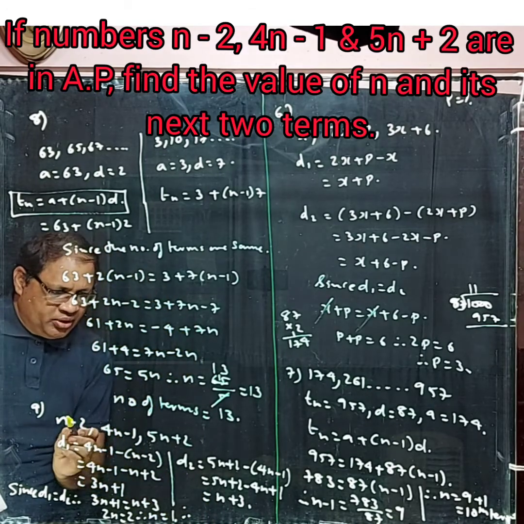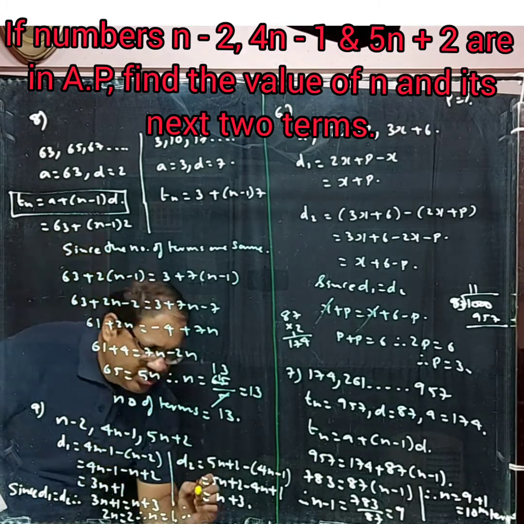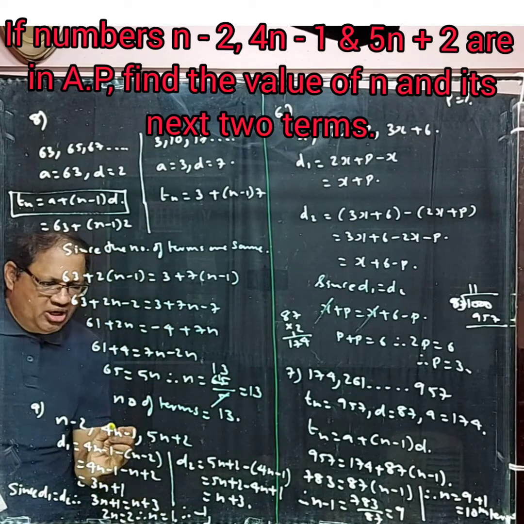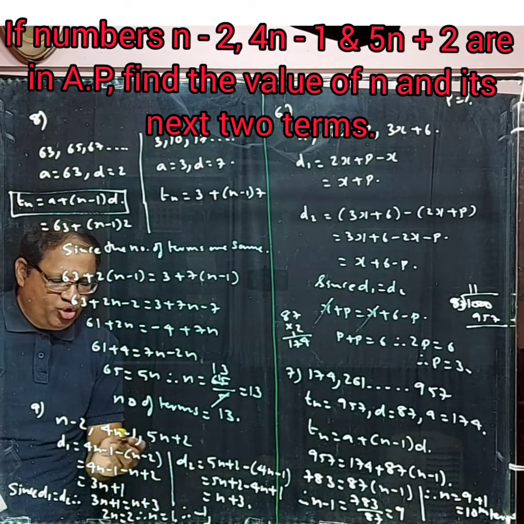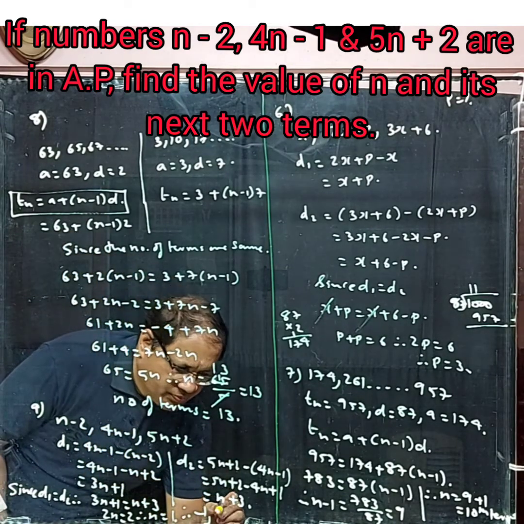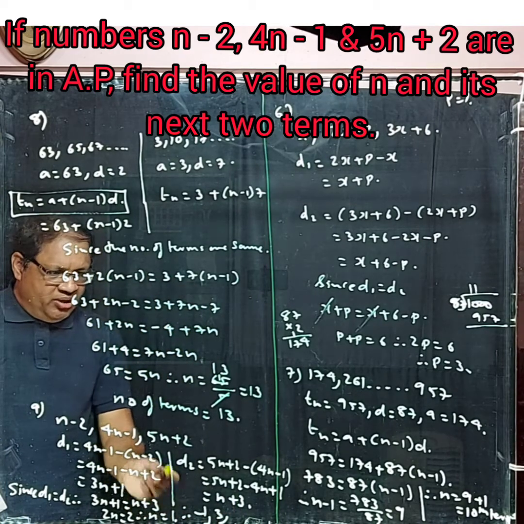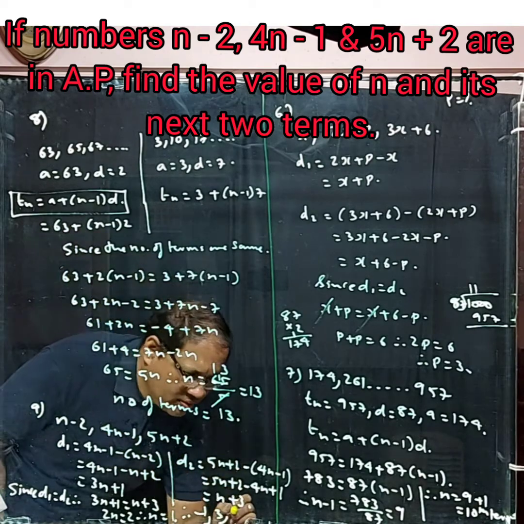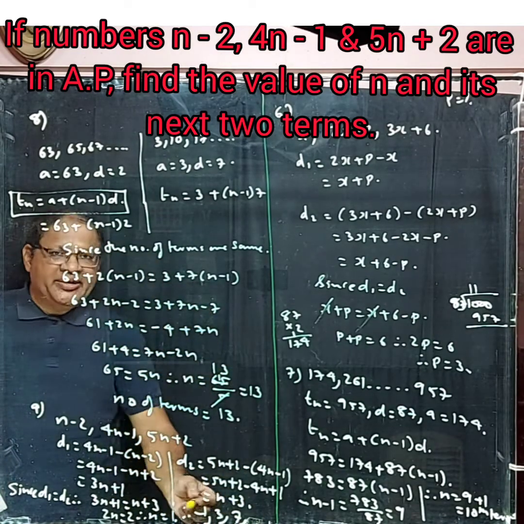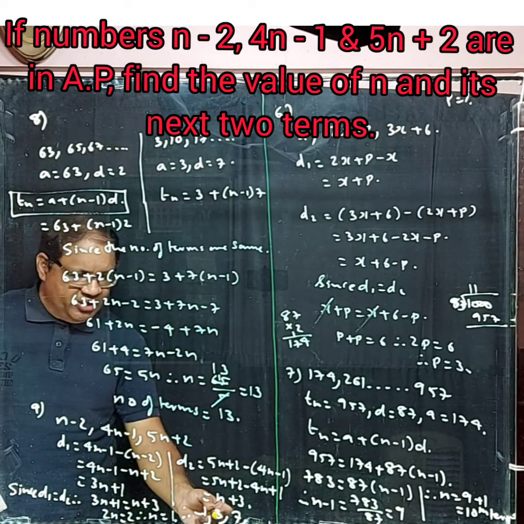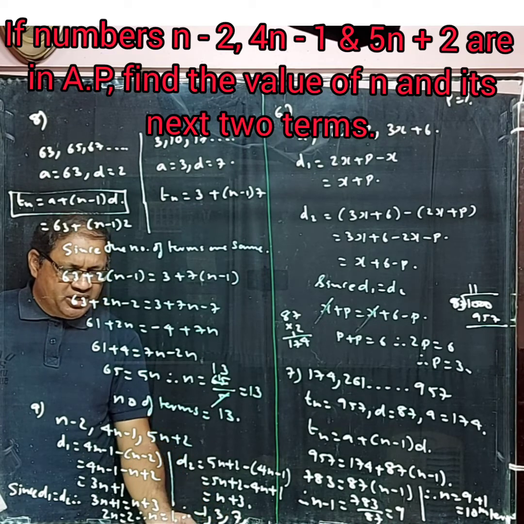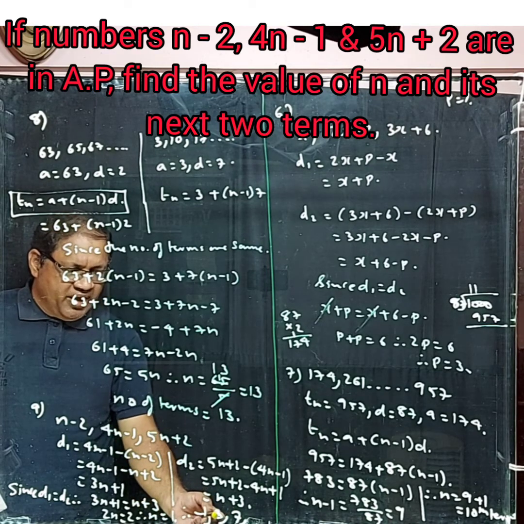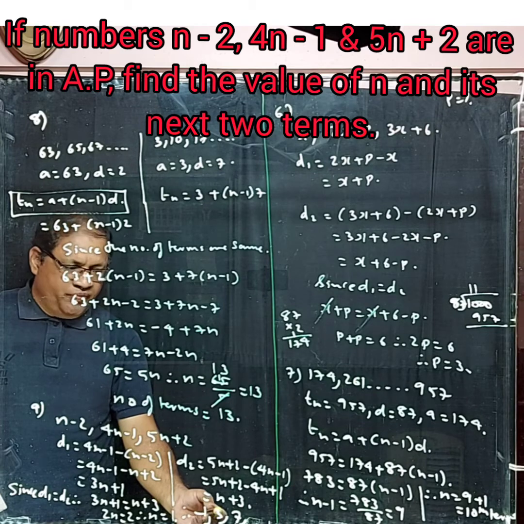Therefore look here, 1 minus 2 is minus 1. Then 4n minus 1, n is 1, 4 minus 1 is 3. Then 5n plus 2, so 5 plus 2, 7. Now how do you find out the D over here? D is second number minus first number. So 3 minus minus 1, that is 4.